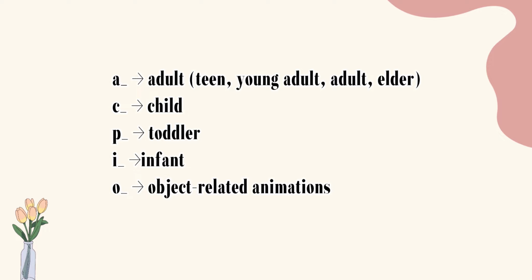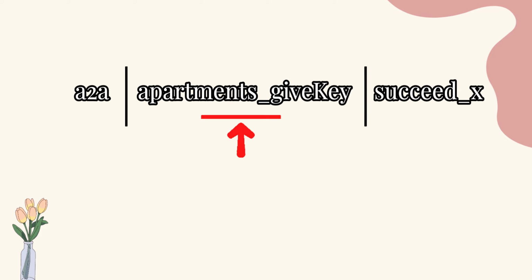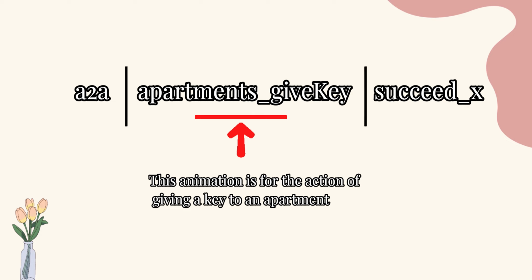These are the various age groups and objects, and will tell you who or what is involved in an animation. In this case, where we have A to A, it simply means that it's an adult to an adult interaction. The second part of the code is going to tell you the action that is being performed in that animation. So you should look out for any action. In this example, we have apartment and give keys, which simply means that a person who is an adult is giving an apartment key to another sim who is also an adult.